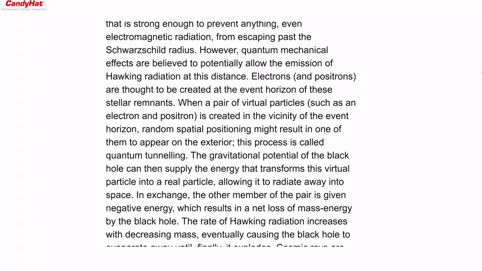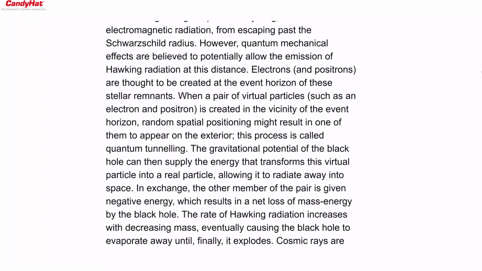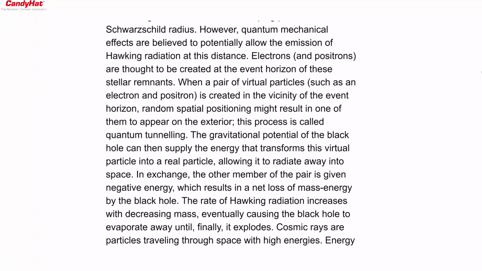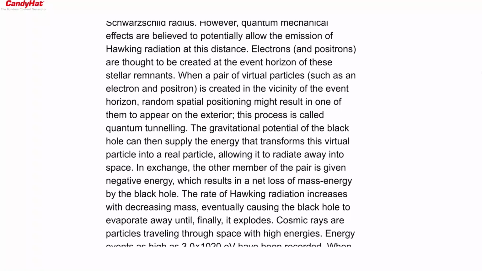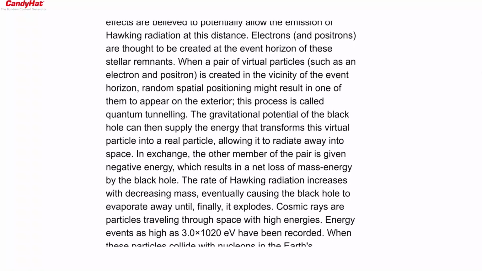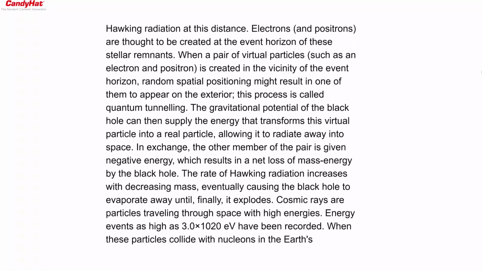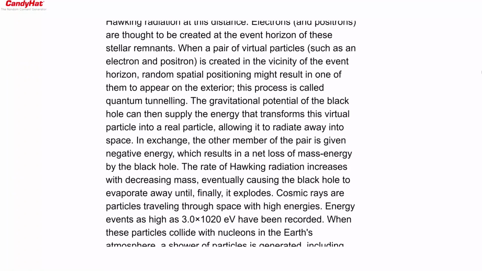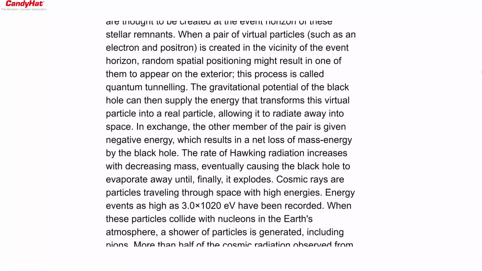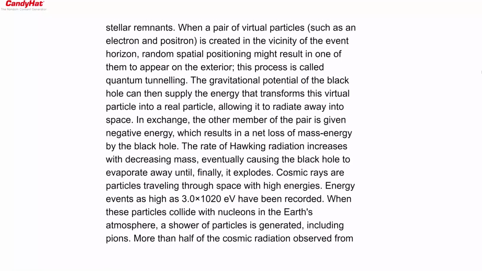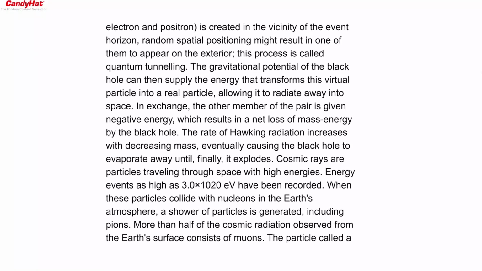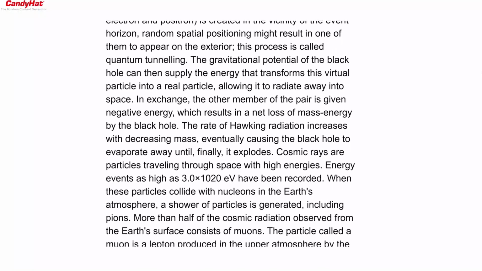Electrons and positrons are thought to be created at the event horizon of these stellar remnants. When a pair of virtual particles, such as an electron and positron, is created in the vicinity of the event horizon, random spatial positioning might result in one of them appearing on the exterior. This process is called quantum tunneling. The gravitational potential of the black hole can then supply the energy that transforms this virtual particle into a real particle, allowing it to radiate away into space.